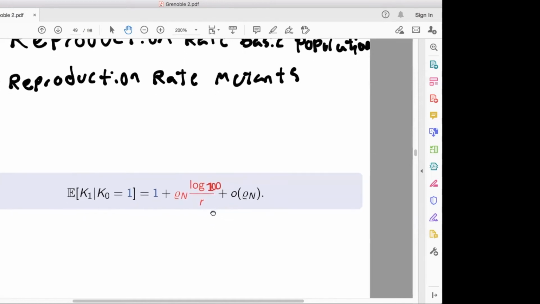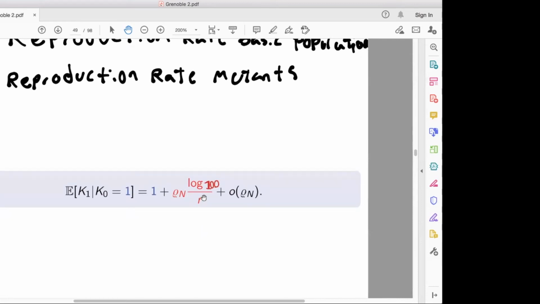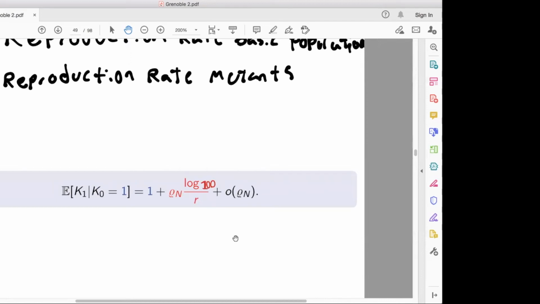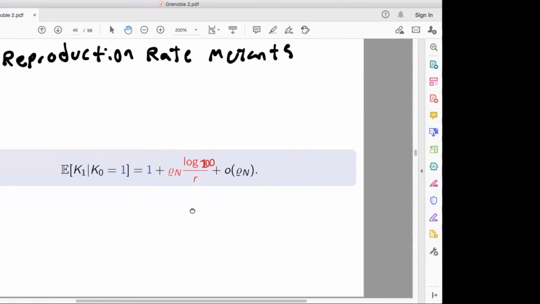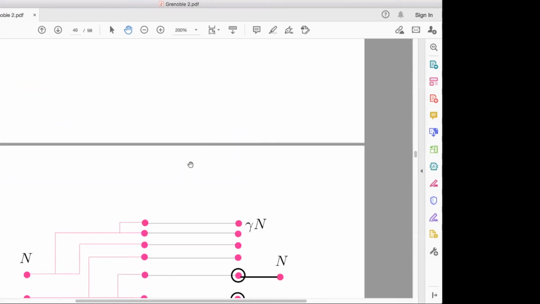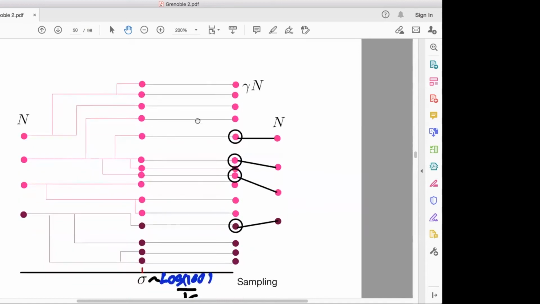And why do I like this formula? Because if you see, there is an R down here, and R is the reproduction rate of the basis population. So this is already a story of deceleration, right? If R is very small, like in the beginning of the experiment, then the selective advantage will be big. But if R is very big, so if the population is already adapted, then this selective advantage will be very small. Why is this happening?